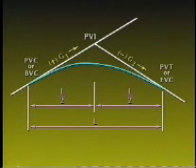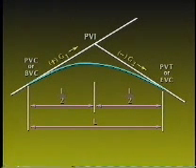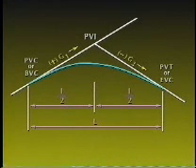Capital L is the length of the curve in stations measured on the horizontal plane. One full station equals 100 feet. The distance from the BVC to the PVI is always 1/2 the length of the curve. Small l is not shown here, but it is often used to define the distance from the BVC to a station of interest on the curve.